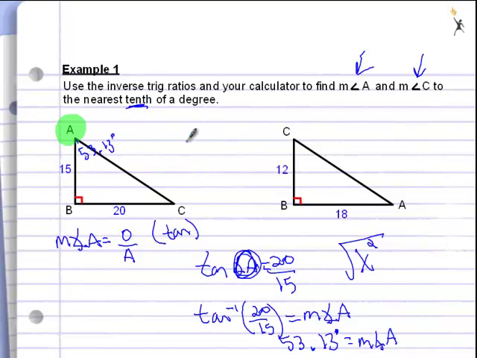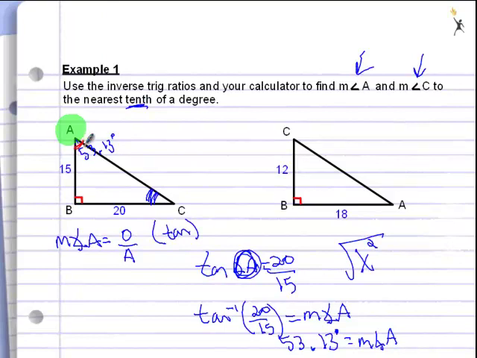Now let me ask you this. What can I do to find angle C? Do I need to use a tangent function, or a sine function, or a cosine function? Do I need to make it that hard? And I would say no, and here's why I would say no.